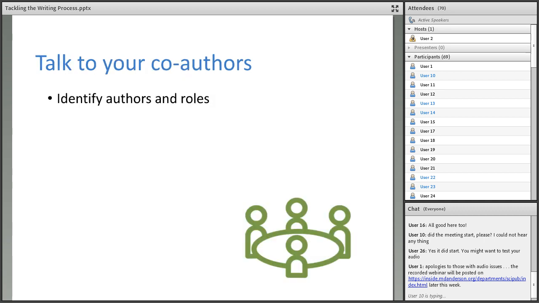Always talk to your co-authors as you plan the manuscript. One of the first things you must do is to identify the authors and the order of the authors, and decide on the writing roles for all of them.